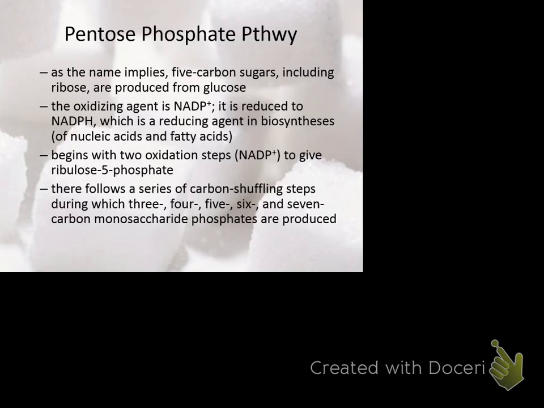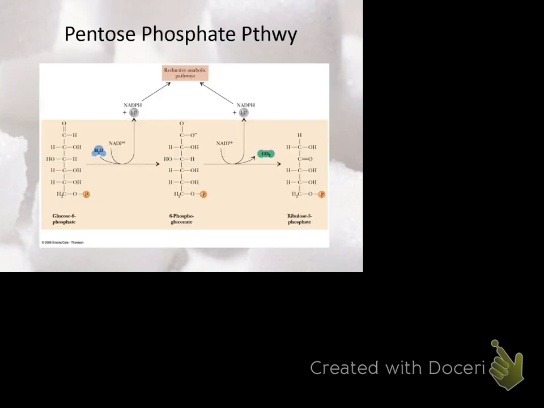And then you'll see there's this shuttling that occurs where it kind of looks to me like crisscrossing, where you see these 3, 4, 5, 6, and 7 carbon monosaccharides, and they should add up to 10 carbons because it would start off with 2 5-carbon containing sugars. I'll show you what I mean by that in just a moment. So this is the beginning.